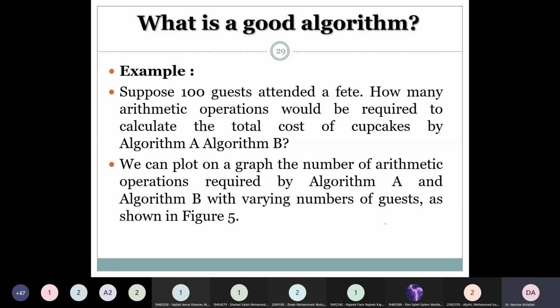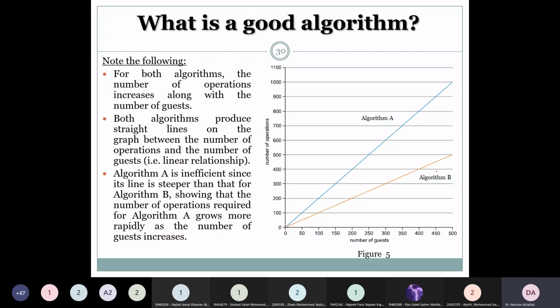Look now. This is algorithm A, this is algorithm B. As the number of guests increases, the number of operations increases. So look at algorithm B and algorithm A. What do you think about algorithm A and algorithm B? What is the efficient algorithm? What is the good algorithm? And why?